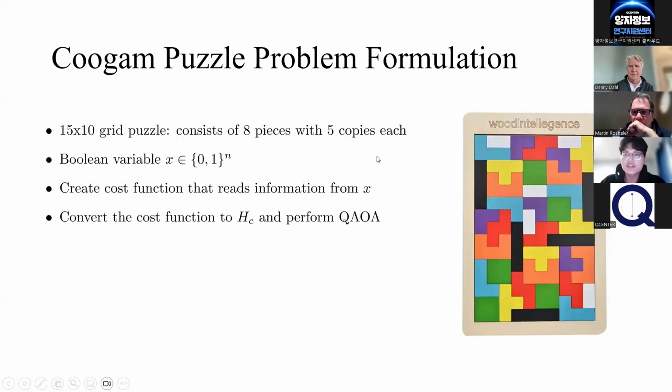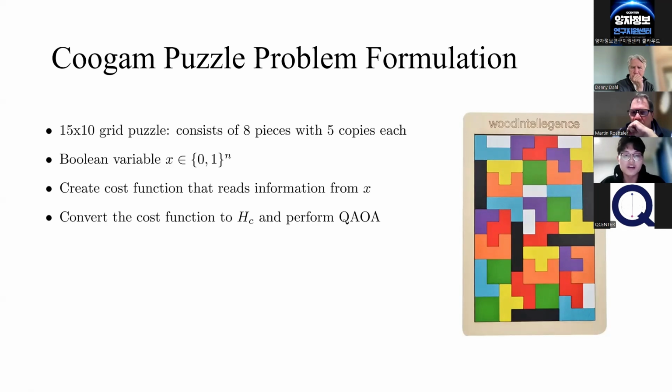For the past 6 weeks, we have been trying to solve a problem called the Coogan puzzle. There are some variations of this puzzle, but the one we aim to solve is shown in this picture. It's a 15 by 10 grid puzzle, and there are 40 pieces. There are 8 different puzzle pieces, and each of them has 5 copies.